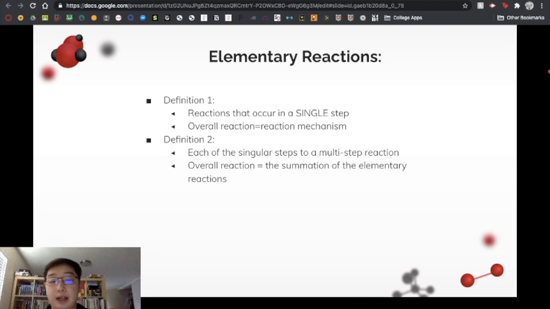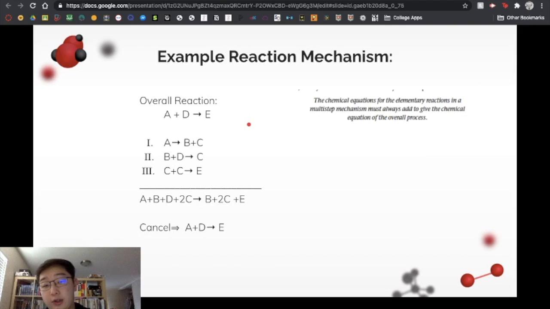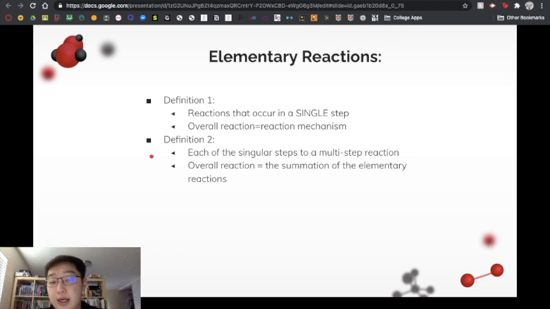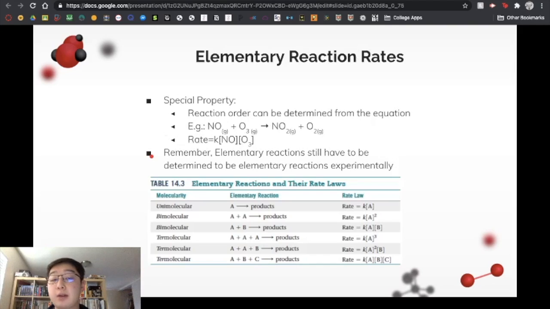So in that case, if you go back to the previous slide here, where you have steps 1, 2, and 3, each of those is called an elementary reaction. So 1 is an elementary reaction, 2 is an elementary reaction, 3 is an elementary reaction, and so on. And in that case, with multi-step reactions, the overall reaction rate law is going to be the summation of the elementary reaction rate laws.